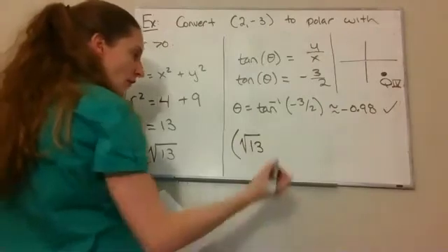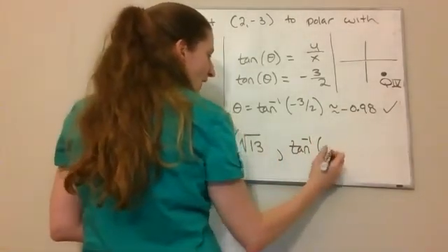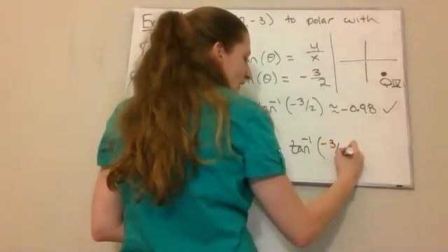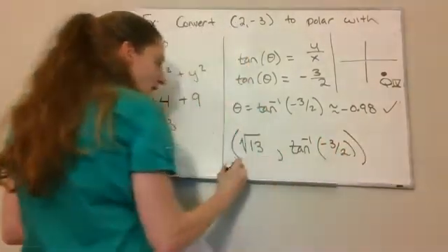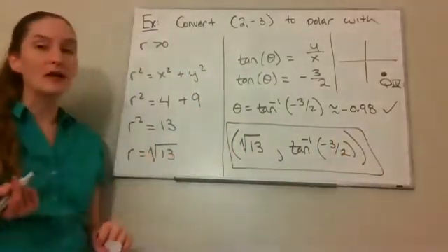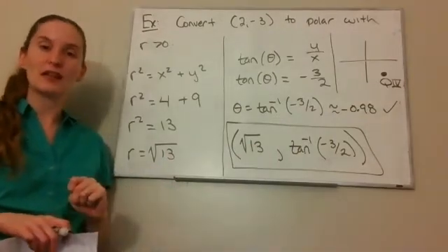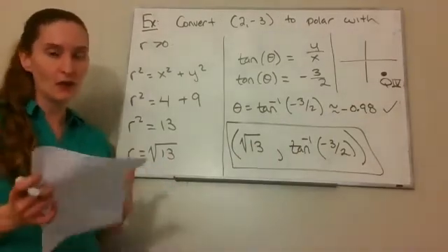And that means that my point is r, which is square root of 13, and theta, whose exact value was tangent inverse of -3/2. Since the problem did not ask me to round to any particular decimal points, I'm using the exact answer, just writing tangent inverse of -3/2 for my angle.